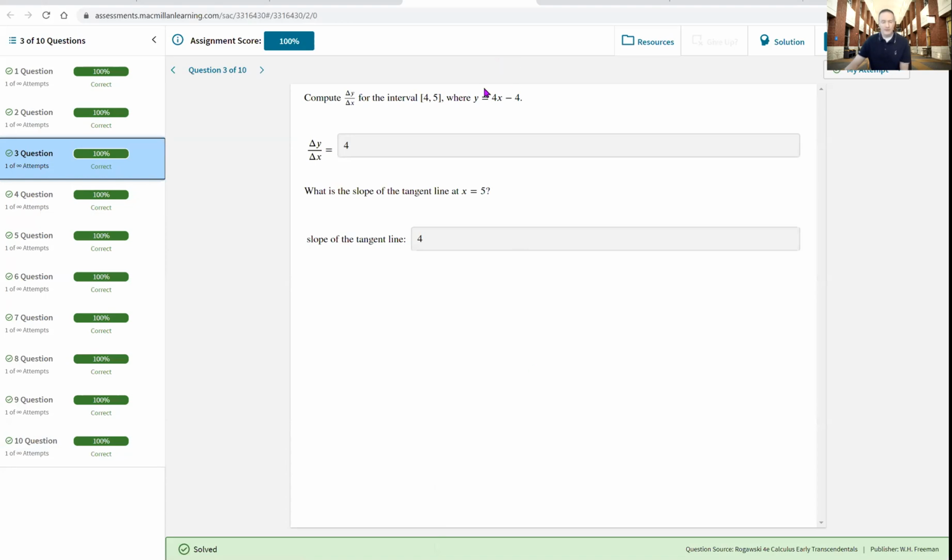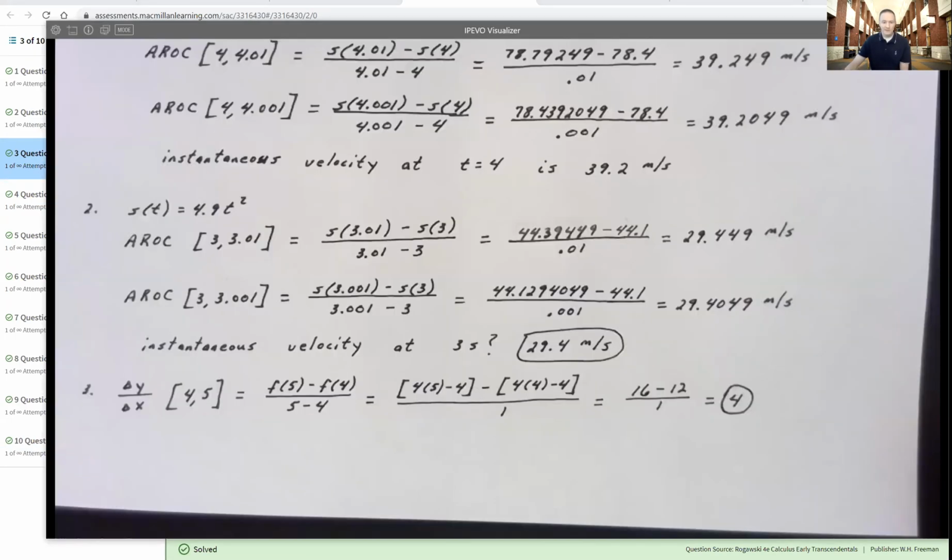And I can say, well, the instantaneous velocity of this line, and actually it'd be an average rate of change since it's giving me the interval between 4 and 5. And I can say it's the same thing as the average velocity. The slope from any point to another point on a line is constant.